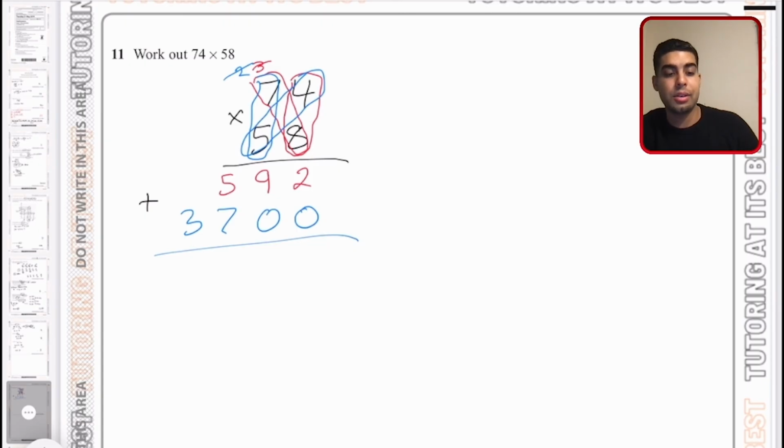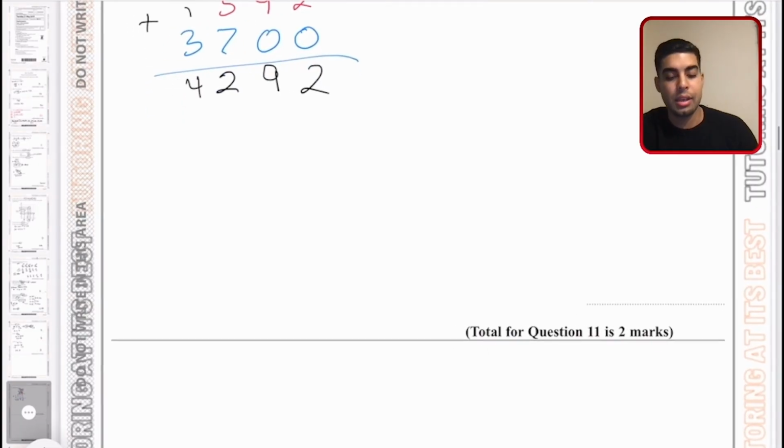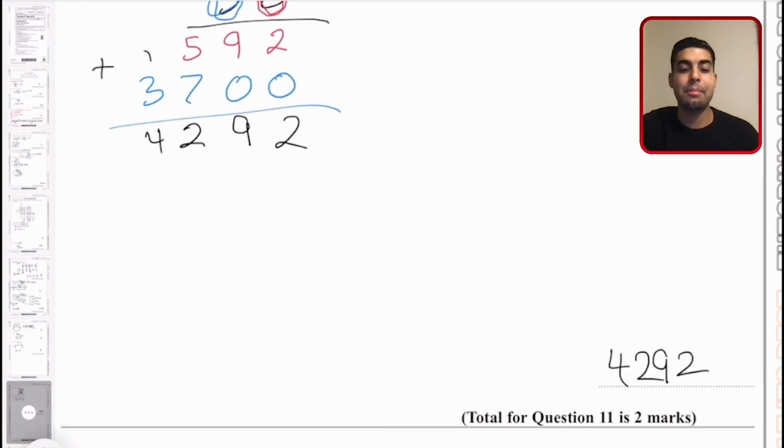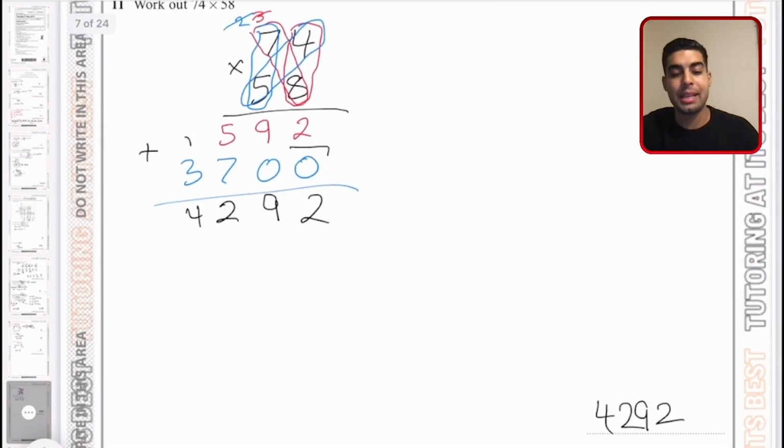So 2 plus 0 is 2, 9 plus 0 is 9, 5 plus 7 is 12, and then 3 plus 1 is 4. So our overall answer should be 4,292. And again, please remember that we have to put in a place value holder as we're now multiplying 74 by the tens position, which is 5. But in the case of the question, it would be 50.